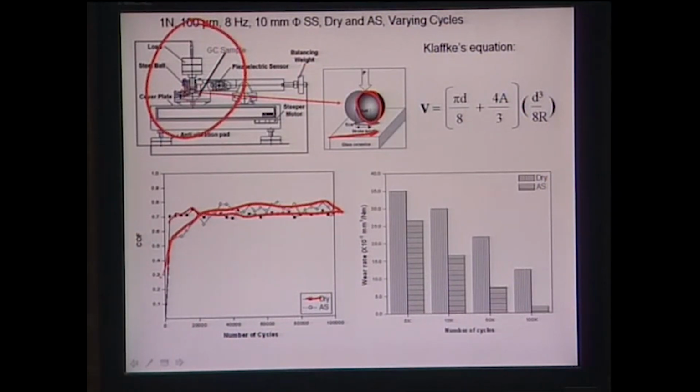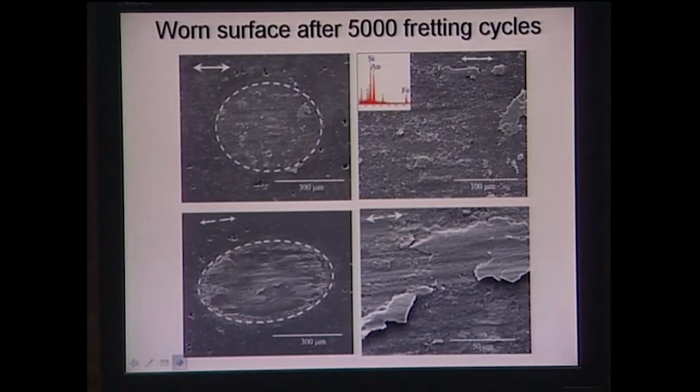As far as the wear rate is concerned, we do see an interesting trend, starting from 5,000 cycles to a larger number of cycles, up to 100,000 cycles. What you notice here is that in the dry case the wear rate decreases, and in the artificial saliva case the wear rate also decreases. At each time duration, the wear of the artificial saliva glass ceramic materials was less compared to dry conditions. That will be clear when you look at the wear surfaces.